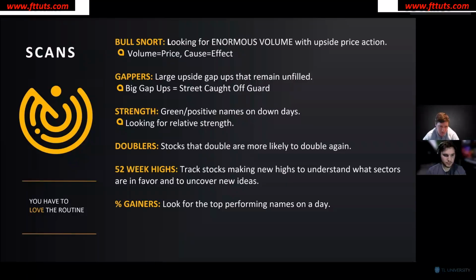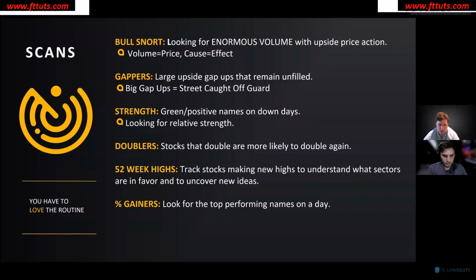So then 52-week highs, it's really that simple. I'm not reinventing the wheel here. I try to track stocks that are making new highs. In this case, one, you can find winners there because every big winner is going to make a 52-week high at some point. And then from that point on, they're just going to keep making them. But also you get a sense for what sectors are in favor.